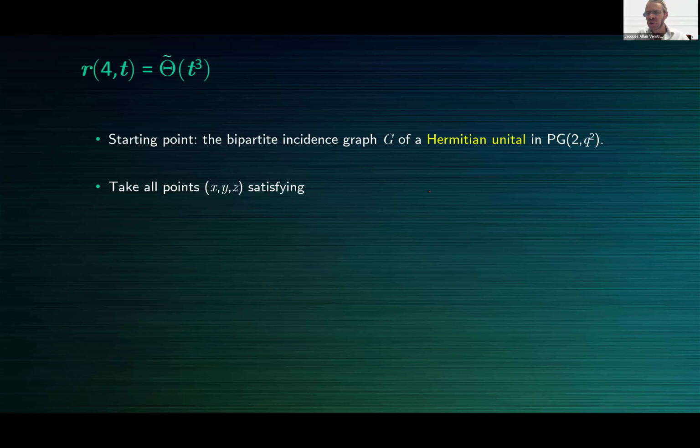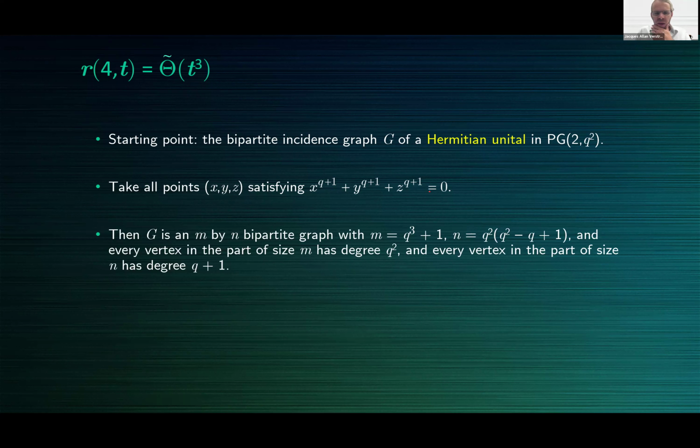I'm just going to tell you a little bit about what the starting graph is, this Hermitian unital. So it's a set of points x, y, z in PG(2, q squared) that satisfy this equation, right? So it's an equation over F_{q squared}. And that's the equation, that's it, okay? And we're going to take the bipartite incidence graph of this structure. So the points are these, and the lines are the intersections of lines of the projective geometry with this set of points. And quite quickly, what you see if you do that is you get an M by N bipartite graph with some nice properties. This is a bipartite graph which can be input into the program, which I mentioned on the preceding slide.